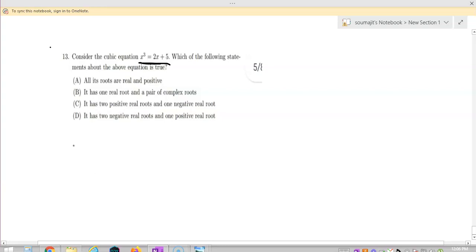Okay, so I am writing f(x) is equal to x cube minus 2x minus 5. Now I am using Descartes rule of sign. So the signs are plus, minus, minus. It has only one sign change, so I can say that it has exactly one positive root. So the given equation must have a positive root.